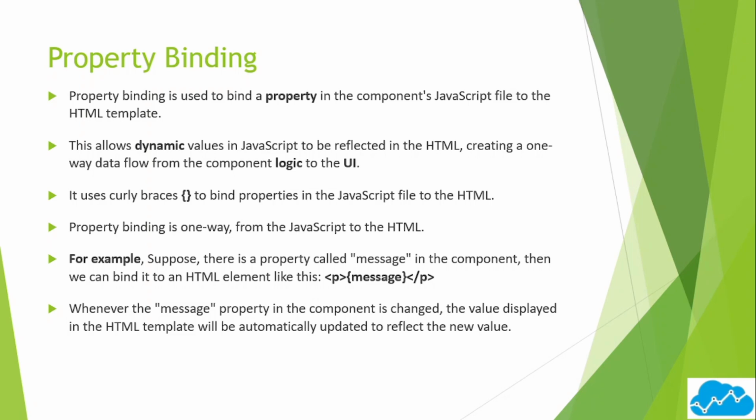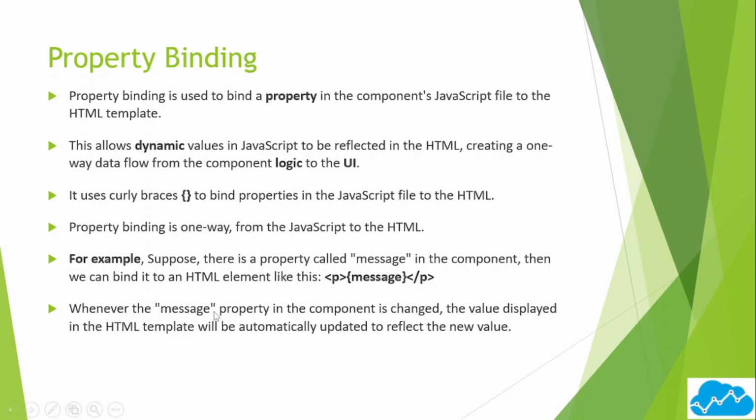For example, suppose there is a property called message. This property we are going to define in the JavaScript file in the component. Then we can bind it to an HTML element, like here we are taking the p tag, the paragraph tag, and in between the paragraph tag we are writing message in curly braces. So this message property, which is defined in the JavaScript file, is going to bind on the HTML page, and whatever data it is holding is going to display on the user interface.